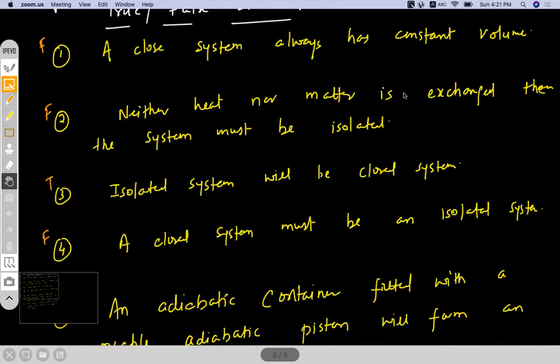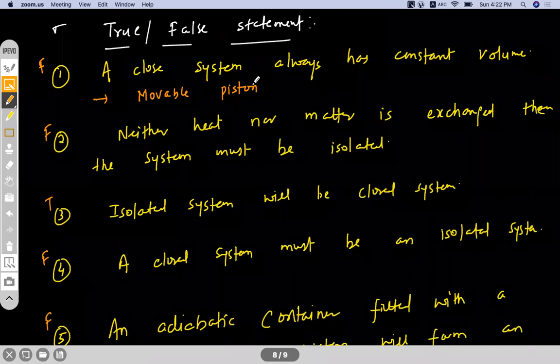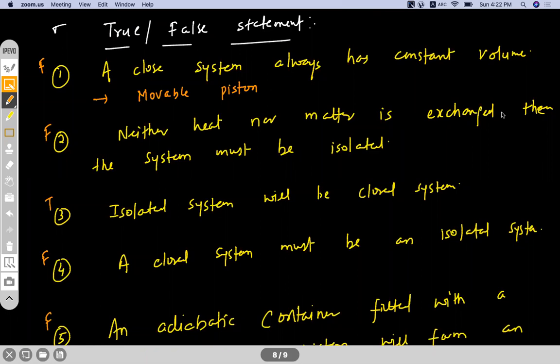Okay. Let's understand this. First of all, a closed system always has constant volume. Not possible. Why? Because we can have a movable piston, right? No constant volume here. Neither heat nor matter is exchanged, then the system must be isolated.